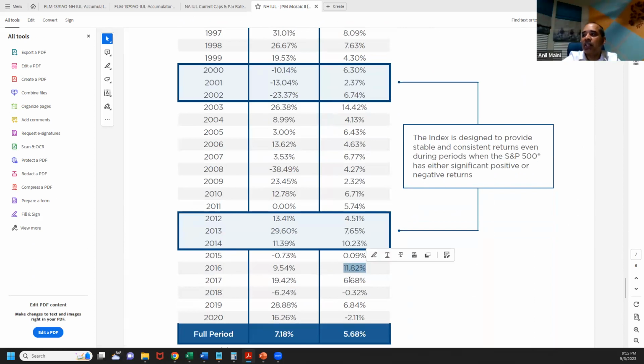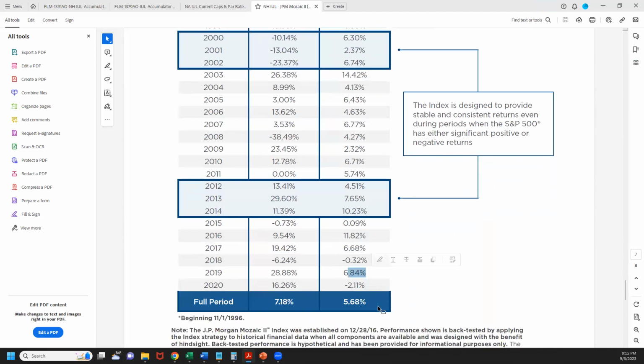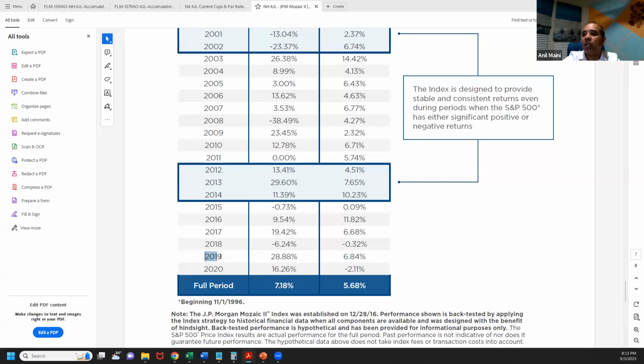So 2016 onward, these are real results. When in 2019, for example, the S&P performed 28%, this index gave 6.84%. Okay, last year the S&P performed 16%, this index performed negative 2.11. But since it's a balanced index, in the long run you will get a really good compound interest average. And same way, in 2018 it was negative, the S&P was very slightly negative, correct? Although the negative doesn't matter to us because it's already the floor.